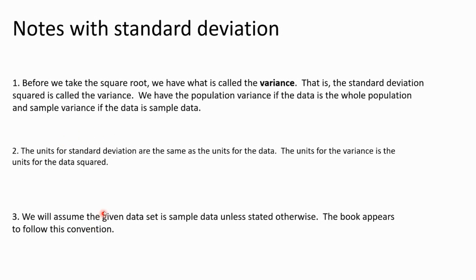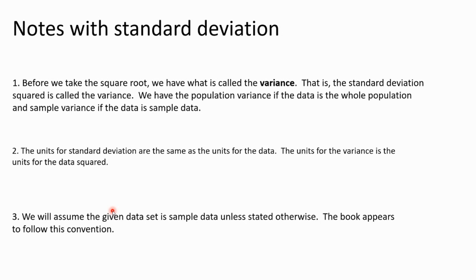Also, number 3 here is really a convention that the book is following, so I'm going to follow it as well. Namely, we're going to assume that the data we're given is all sample data, unless we're told otherwise. In other words, we're given a bunch of data: calculate the mean, the median, the standard deviation. We're going to assume it's sample data, so it's data from a sample of the population, not necessarily from the entire population.